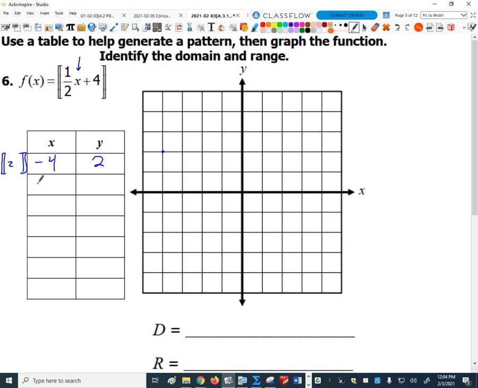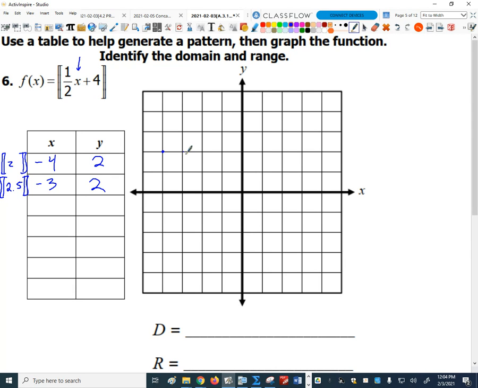Okay, let's try -3. If I plug a -3 in, 1/2 times -3, would you guys agree that's -1.5? -1.5 plus 4 is 2.5, right? So I'm taking the floor of 2.5. The floor of 2.5, well, that's 2, right? I slide the bead back to 2. So I have the ordered pair, x is -3, y is 2.